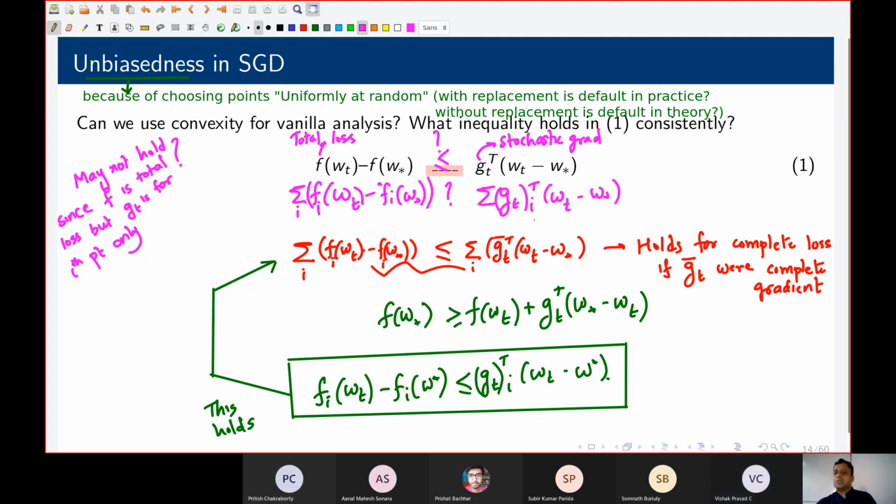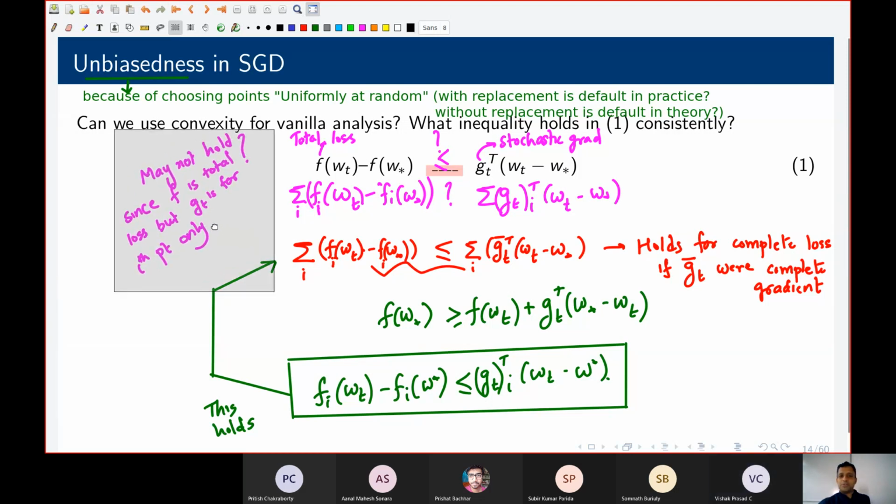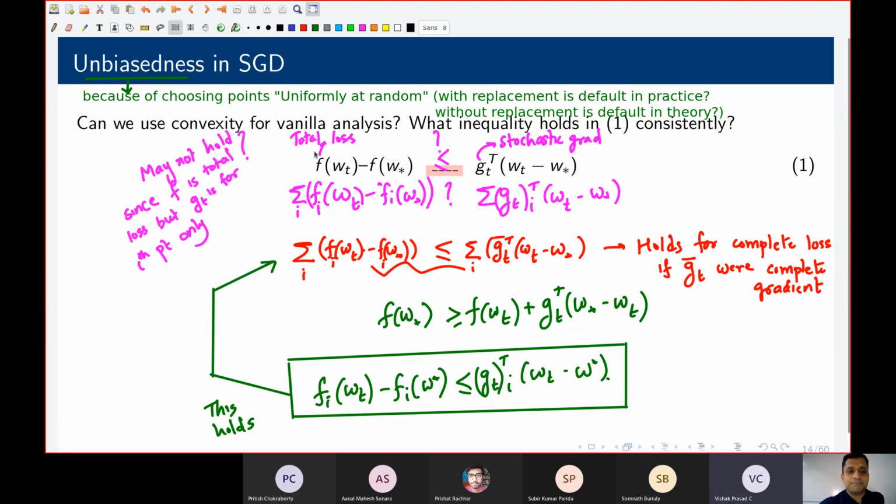Is this clear? So this may not hold. I'm applying the function on all the points, but the gradient is only on the ith point. Is this clear? Yeah, thanks for bringing it out. In a hurry, I just wrote down many points together. So this issue is because we are dealing with total loss, but we are dealing with stochastic gradient in pink. Now everything is clear, right?